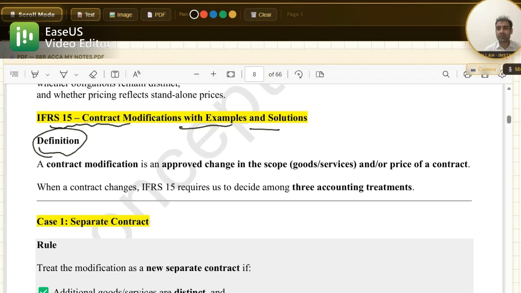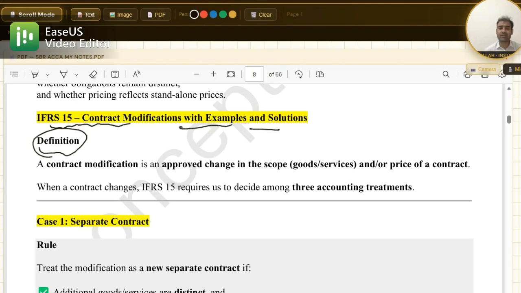And why does this topic matter for a student? This is a common exam area. Examiners love testing whether you can correctly identify when a modification is treated as a new contract or an adjustment to the old one. For a professional, misclassifying a contract modification can lead to misstated revenue, which is a serious audit issue. So let's discuss this technical term, contract modification.